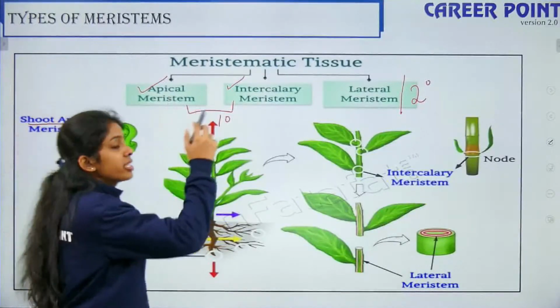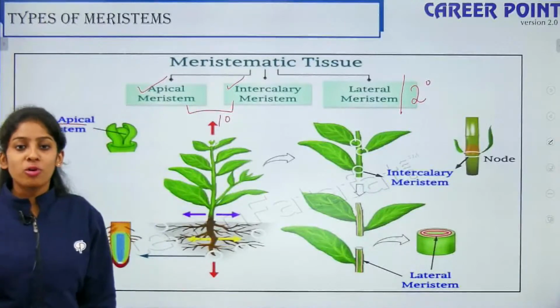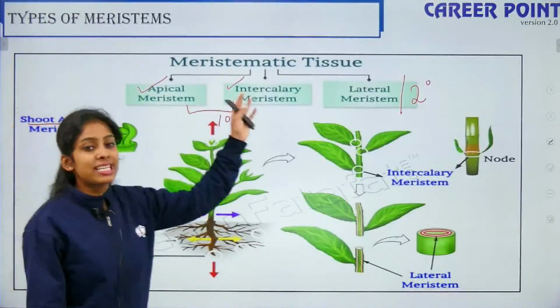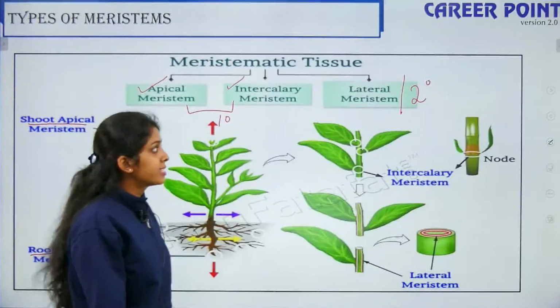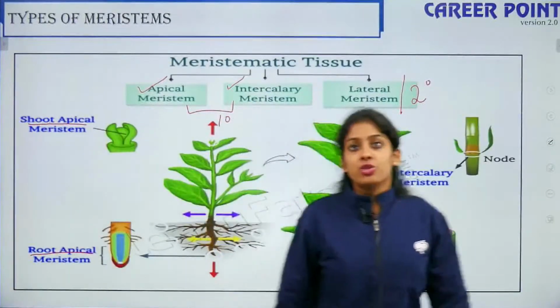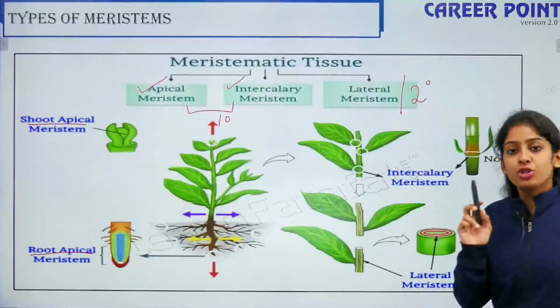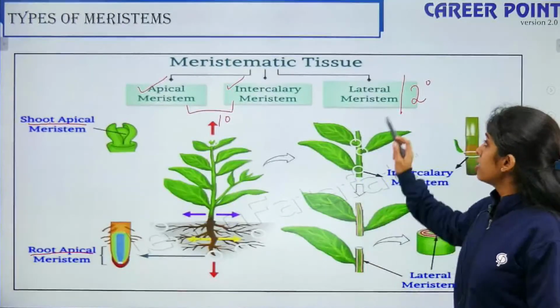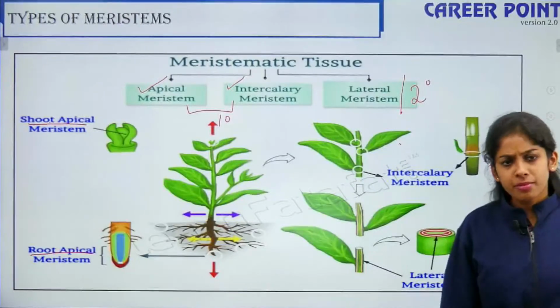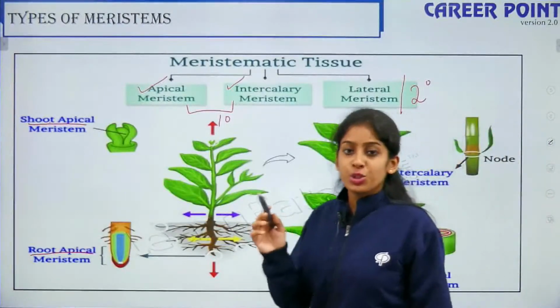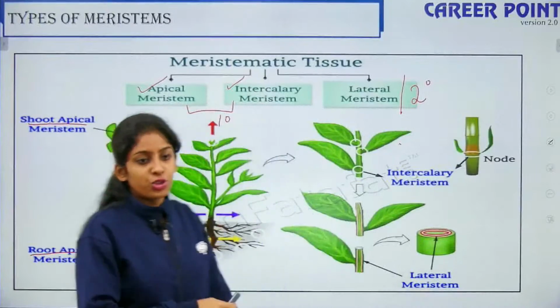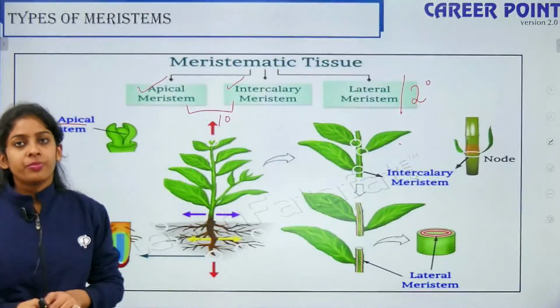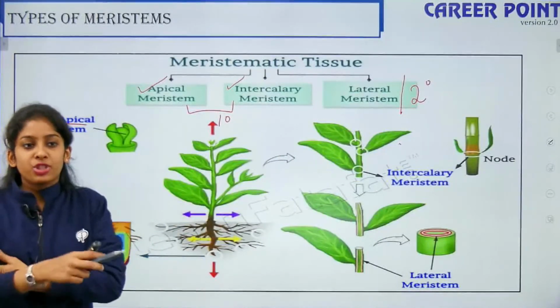So what is intercalary meristem? When your meristem is found between your mature tissue, it is your intercalary meristem. What about lateral meristem? They arise from the mature roots and shoots that give rise to a woody axis. So that is about your lateral meristem. Is meristematic tissue clear? Shall we move on to permanent tissue? Yes, meristematic tissue is clear.